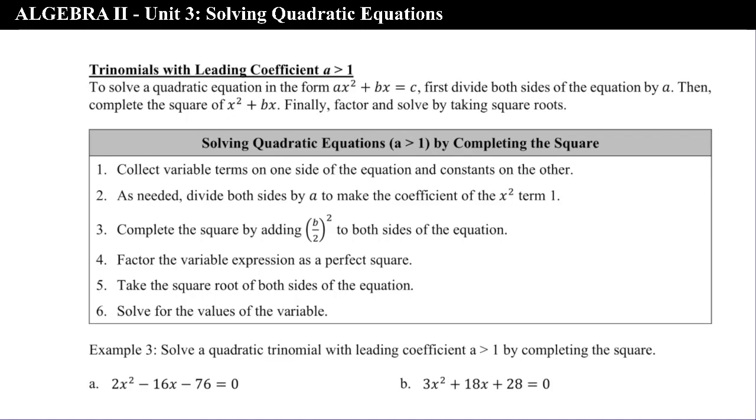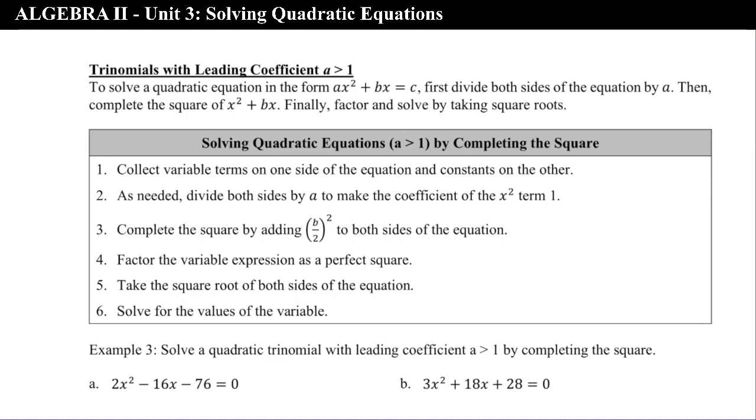Okay, let's go on to the last topic in this section. So we just did a few examples where our leading coefficient was 1. But what happens if our leading coefficient is not 1? What if we have a number in front of our x squared? Well, it really is just one more step that you're going to have to take. So just like we did before, collect the variables on one side, constants on the other. That first step is going to be the same.